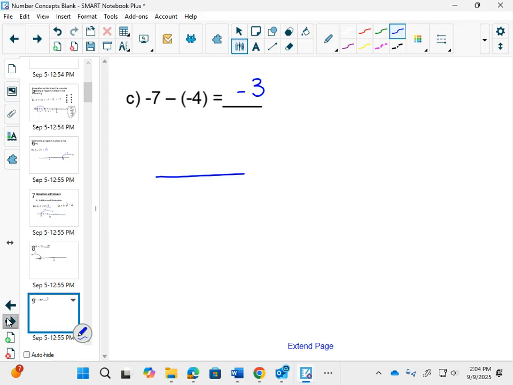If we think about it, 0, 1, 2, 3, 4, 5, 6, 7. This is where we're starting, right here, minus 7. Subtracting would normally go to the left, but the negative makes it go in the opposite direction, right? So we're going 4 in that direction, and we would end right here at minus 3.